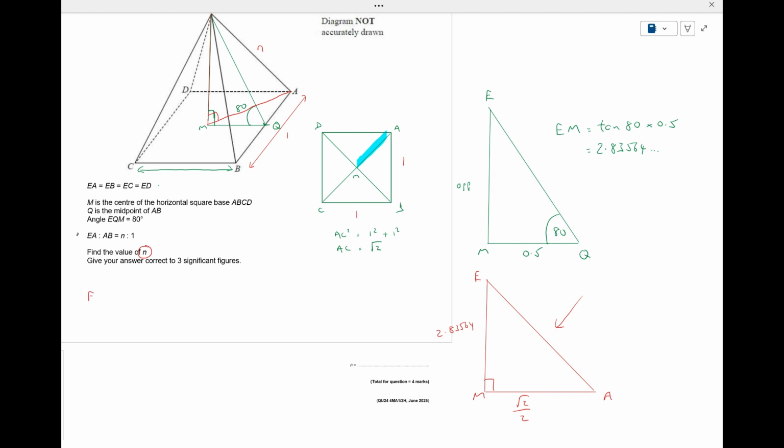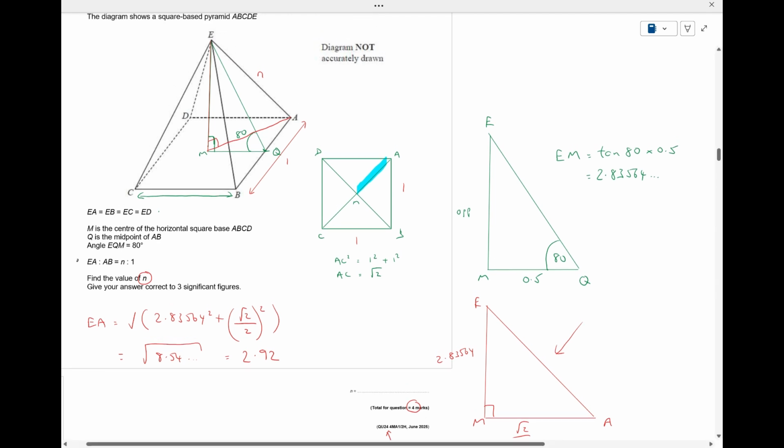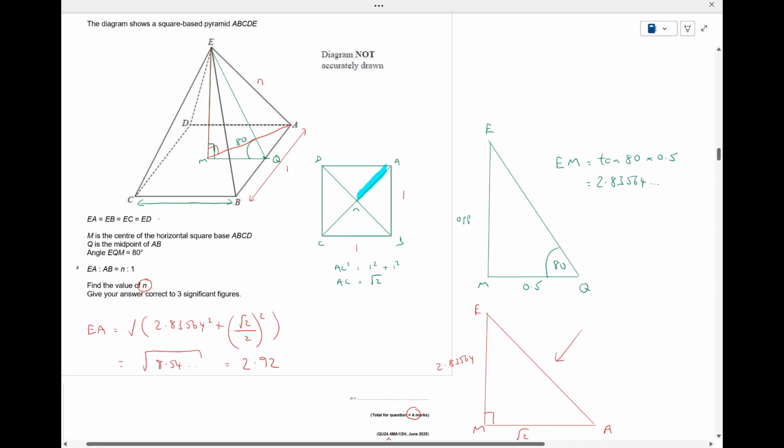So EA will be the square root of 2.83564 squared plus the square root of 2 over 2, squared. I put that in my calculator and I'm going to get what EA is. That is the square root of 8.54 and so on, which gives me EA, which is the value of n, as 2.92 to 3 significant figures. 4 marks, that is, and it's question 24 of a recent summer paper. So a good, feisty 3D trig question.